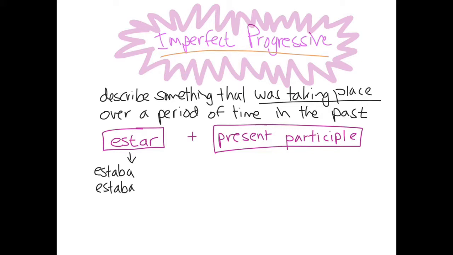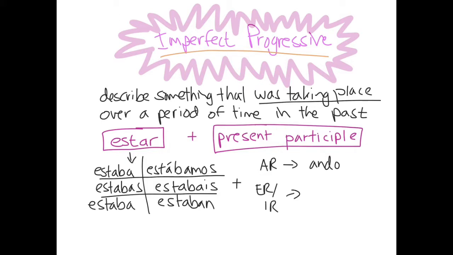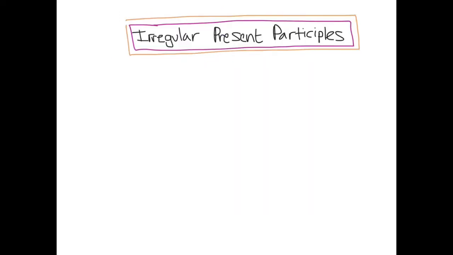So that would become estaba, estabas, estaba, estábamos, estabais, y estaban. And then the present participles remain the same. So for an AR verb, super simple. We add -ando again to get that -ing ending. And for ER and IR, we add -iendo to get that -ing ending for those verbs. Easy peasy.